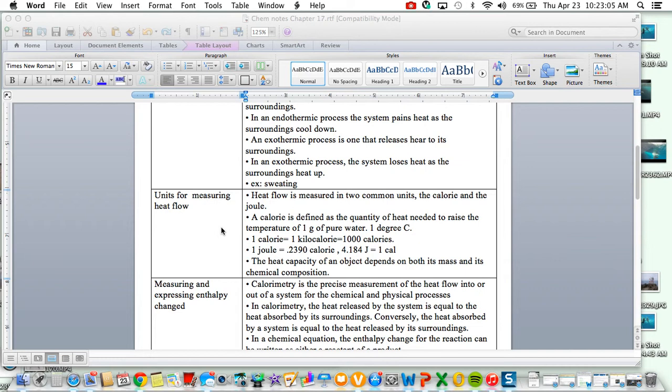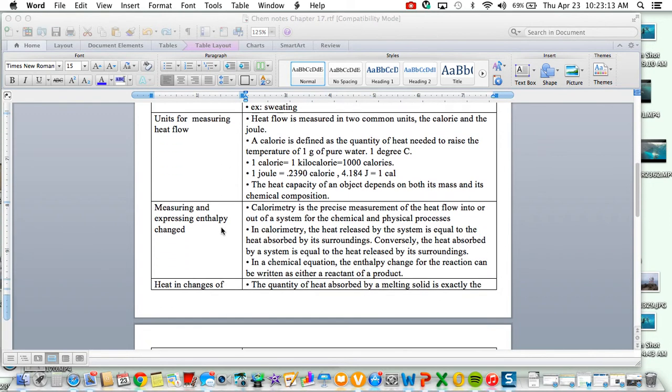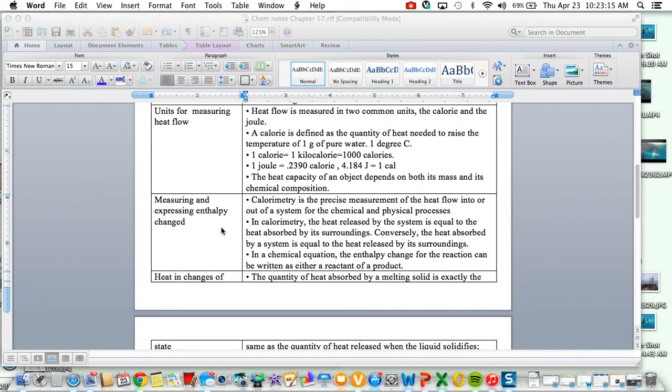The heat capacity of an object changes, and it can change by its mass and its chemical composition. So depending on what type of chemical you're putting into water or mixing two chemicals together, it'll give a different heat every single time, and depending on how much of each substance you put in.